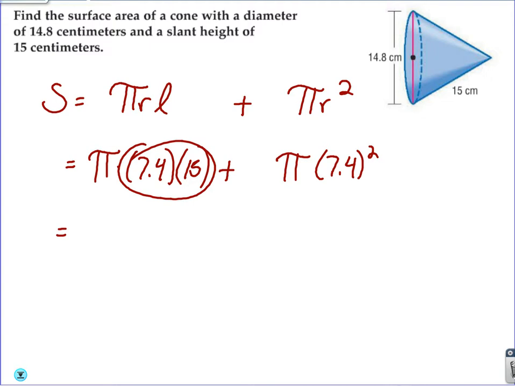What'd you say? Say it again. 111, that sounds close. Cool, 111 pi's. Plus, we're good with that. You got 7.4 squared over here. Do that for me.